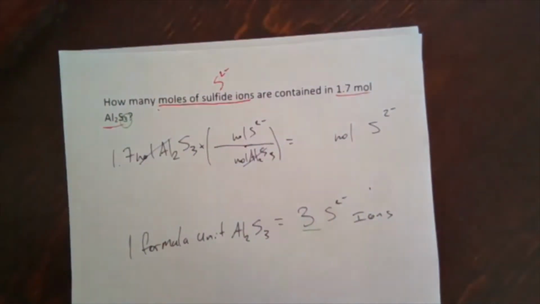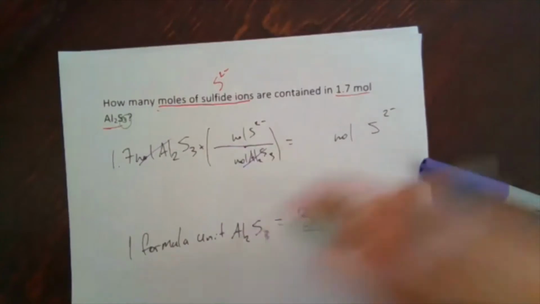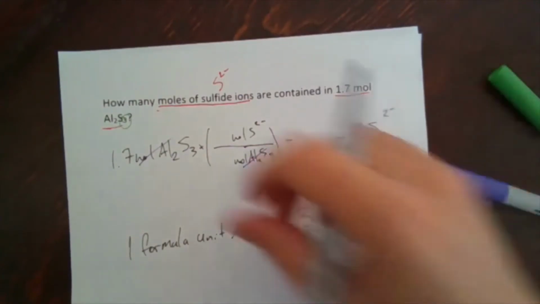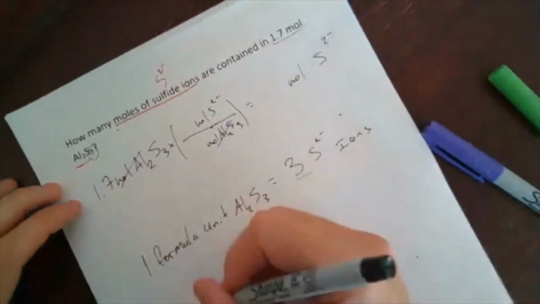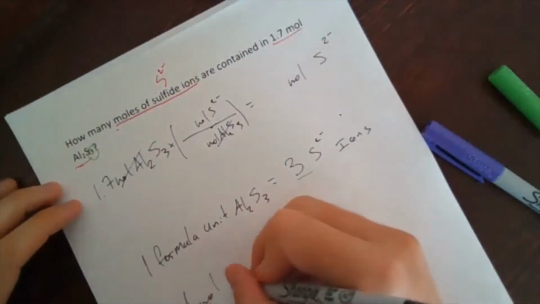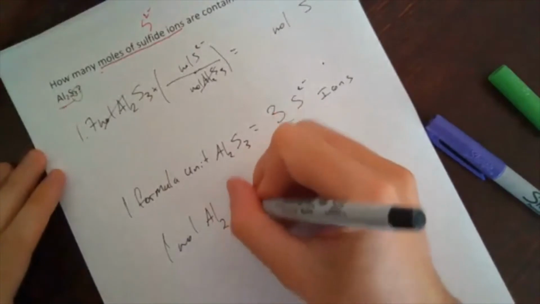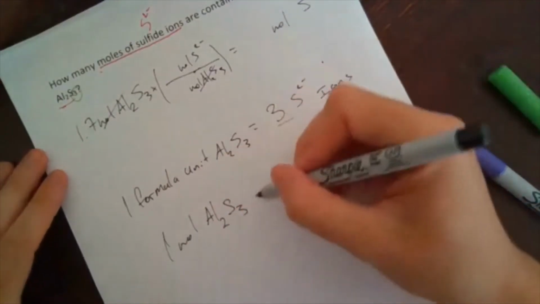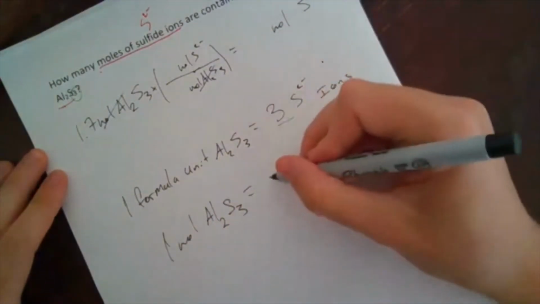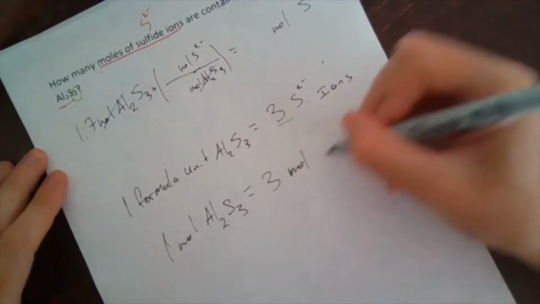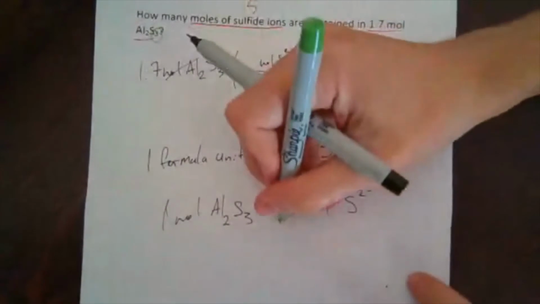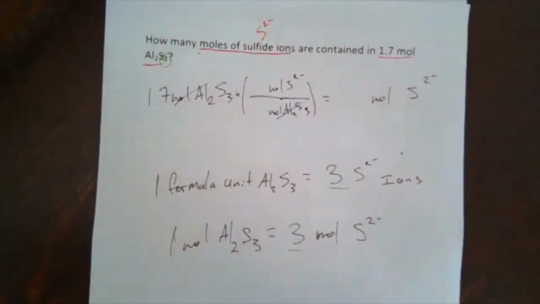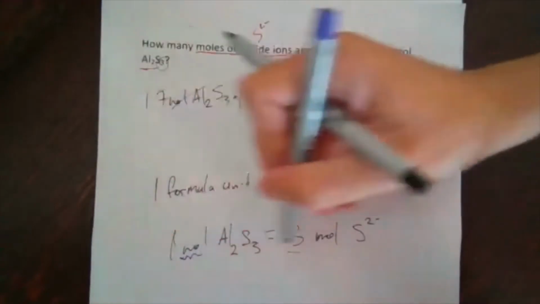So that's similar to what we did in an earlier example. And that relationship is true. But now we're dealing with moles. So instead of one formula unit, we want 1 mole of Al2S3. And that's still going to be equal to the same 3 moles of S2-. The 3 is the same 3 we had right there. The only difference is now I'm dealing with mole.